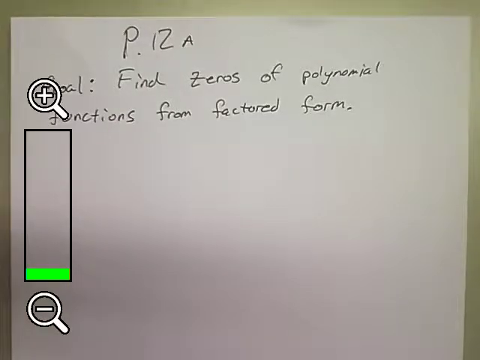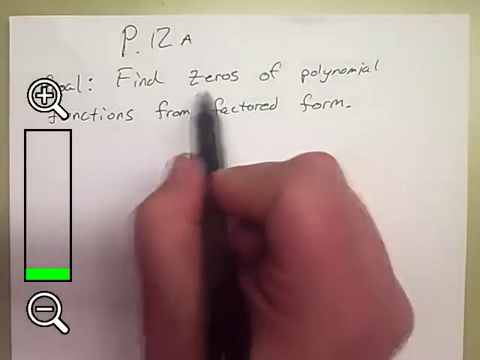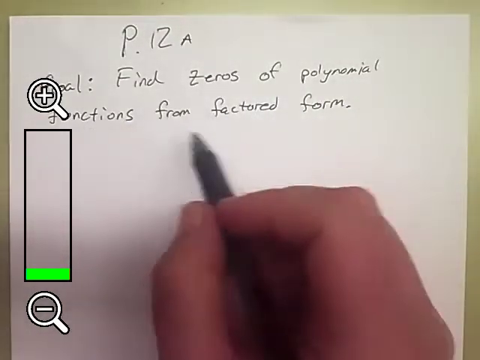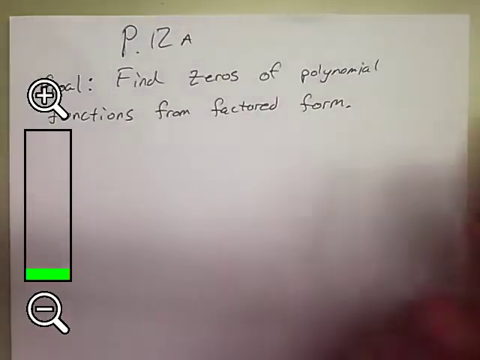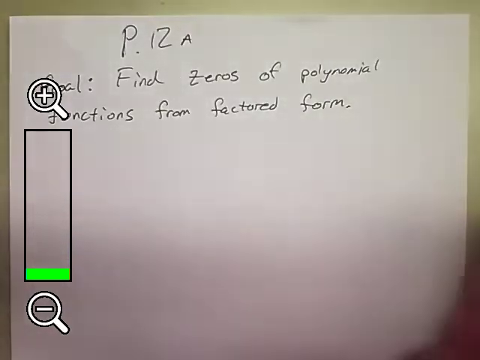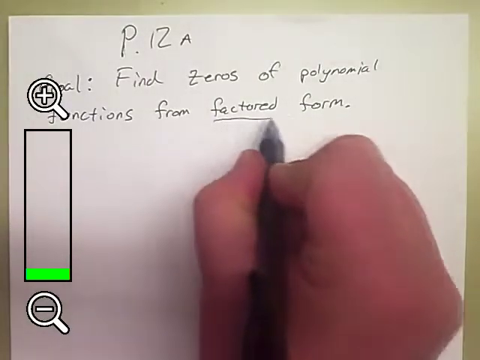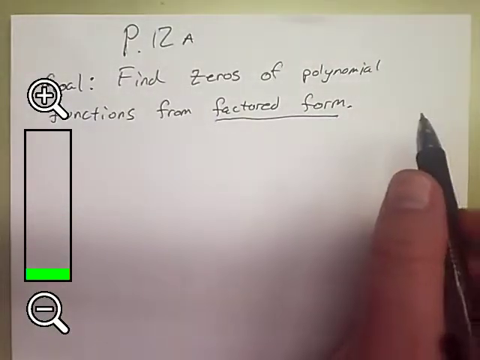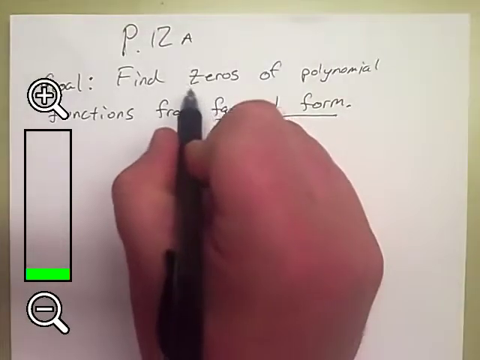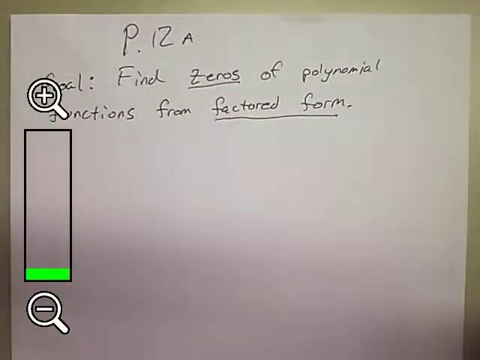All right, we're looking at P12a. Now, the goal of this video is to find the zeros of polynomial functions from factored form. So there's two big things here that we really have to learn. The first one is what in the world is the factored form of a polynomial function? And then the second thing is what in the world is a zero? And at that point, we're going to be able to figure out how to find the zeros of the polynomial function.